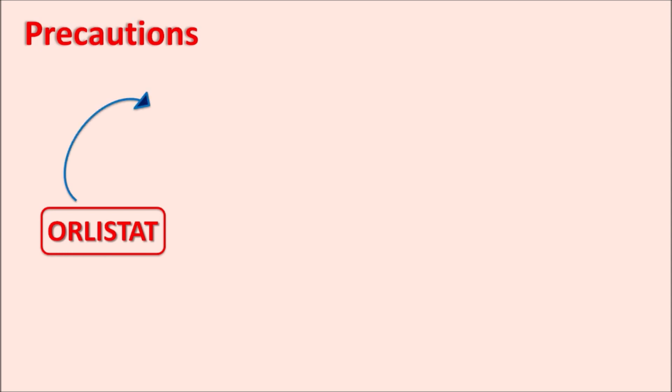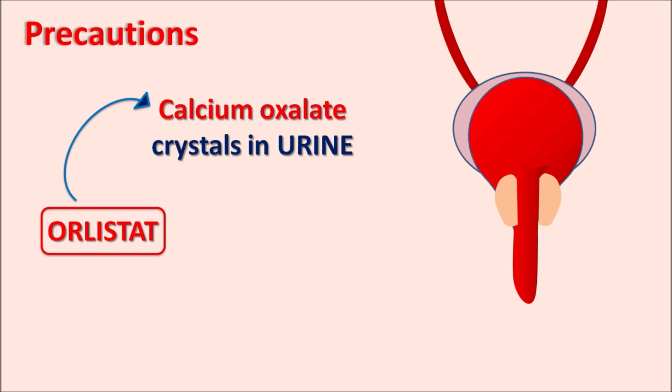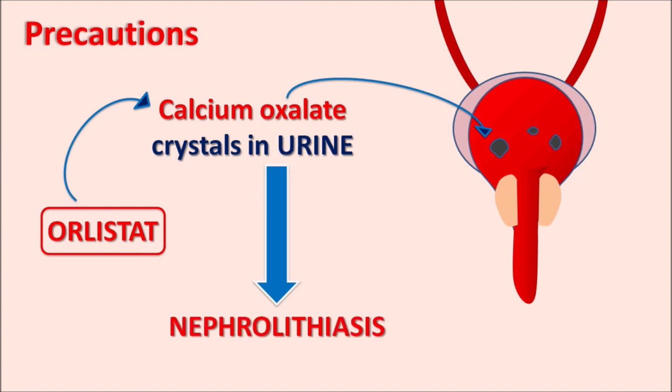Similarly, orlistat can produce some calcium oxalate crystals in the urine. So this is one of the important side effects produced by orlistat. The calcium oxalate crystals in the urine can enter into the bladder where they can produce some stones within the bladder. So these stones within the bladder can produce nephrolithiasis, renal stones. And these renal stones are because of increased calcium oxalate crystals, and this may produce oxalate nephropathy, damage to the renal system because of oxalate crystals. And this condition produces pain during the urination, decreased urination, and increased risk of infections.